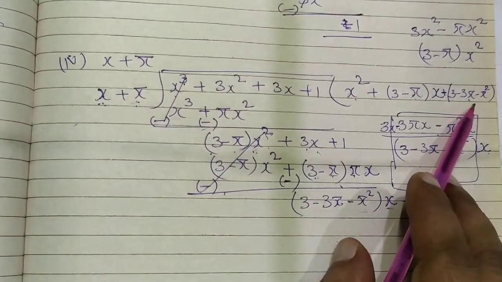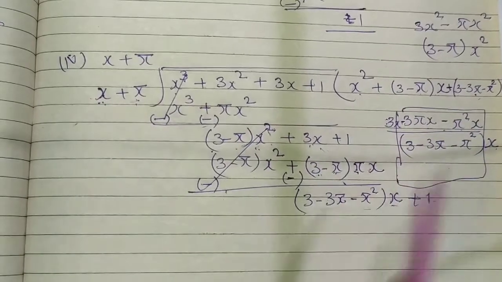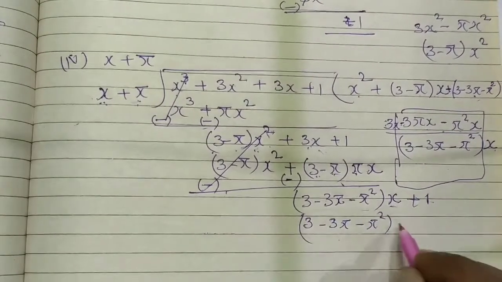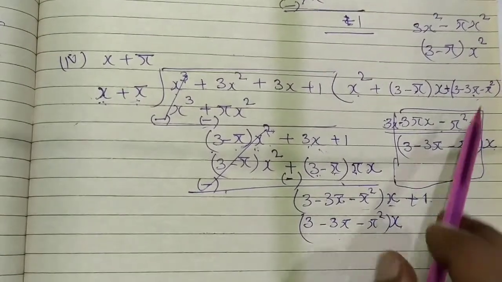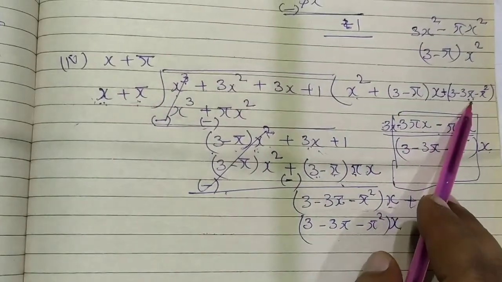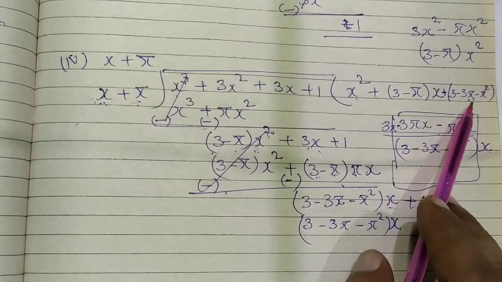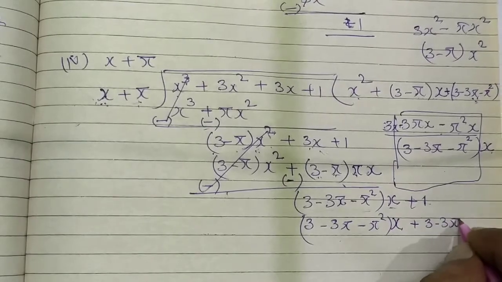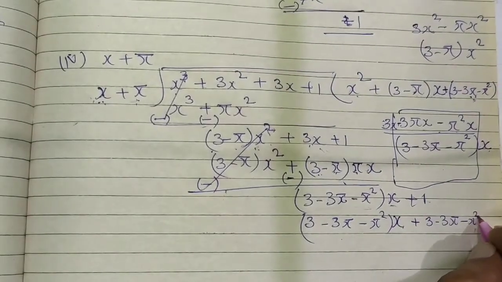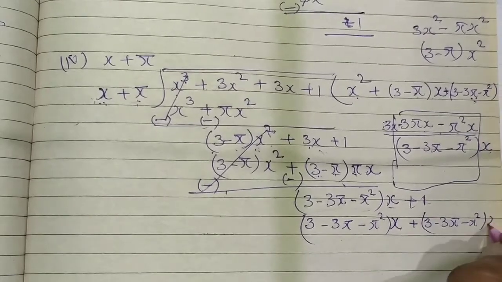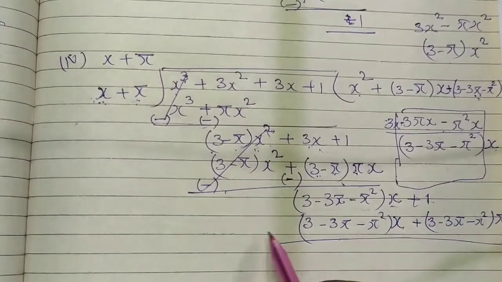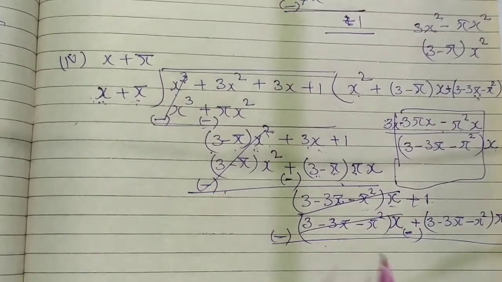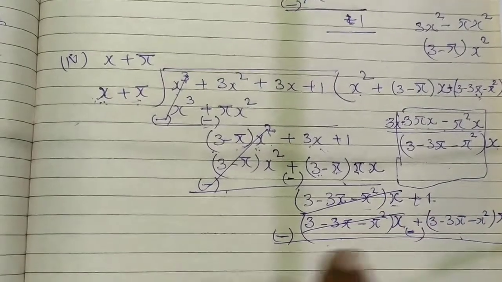We were requiring this thing, so on multiplying x with this, we get 3 minus 3 pi minus pi square multiplied with x. Now this and this is okay, and now this is going to be multiplied by this also. So let's write this plus 3 minus 3 pi minus pi square, and this thing is now multiplied by pi, so we got this. Now let's change the signs of it, so whole of this thing is cancelled with this one.